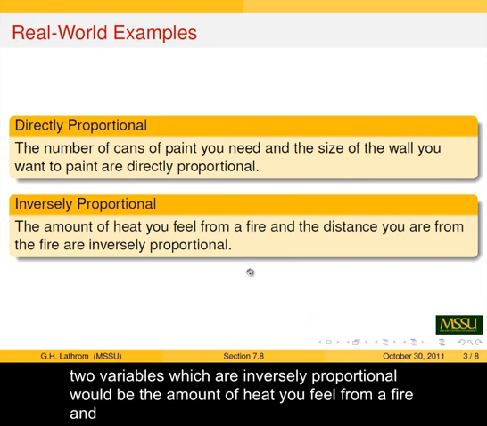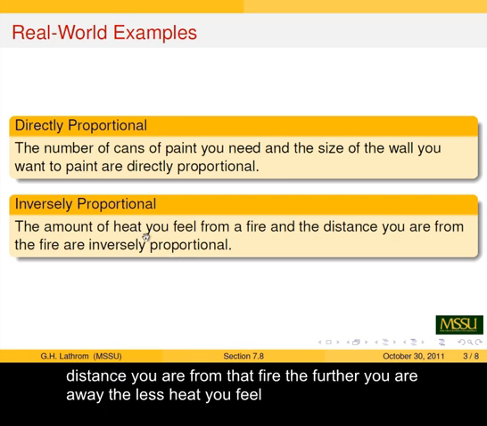Two variables which are inversely proportional would be the amount of heat you feel from a fire and the distance you are from that fire. The further you are away, the less heat you feel.